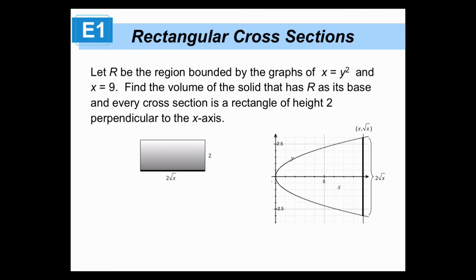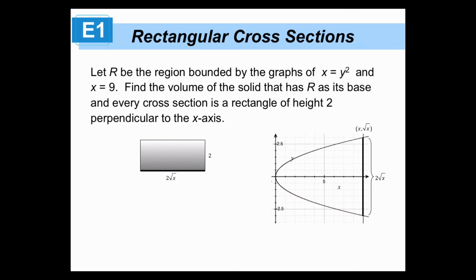Where did the 2 root x come from? It's this area question. Because it's height times, it's this distance. So you solve for that point. I know the distance from the x-axis up to that point is the square root of x. So therefore, this whole thing would be 2 square roots of x. So that's the base of my rectangle.